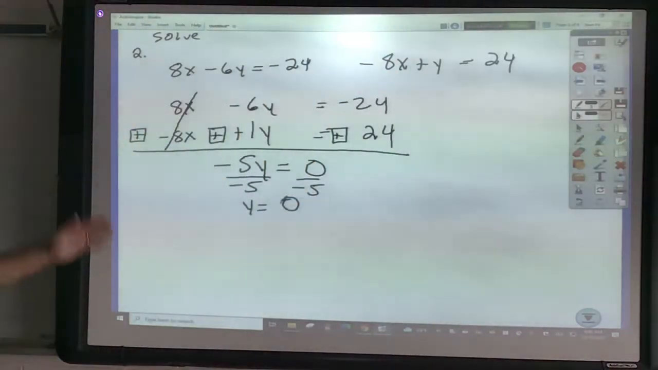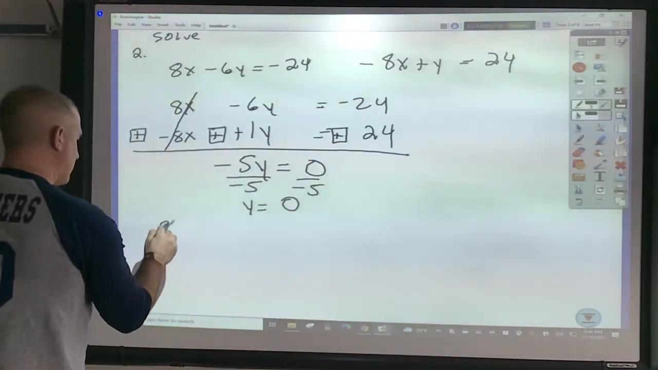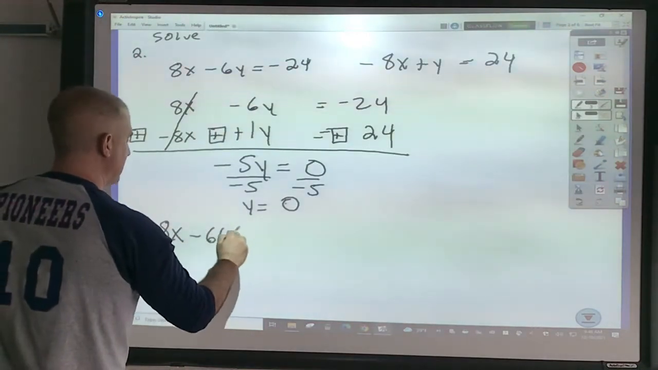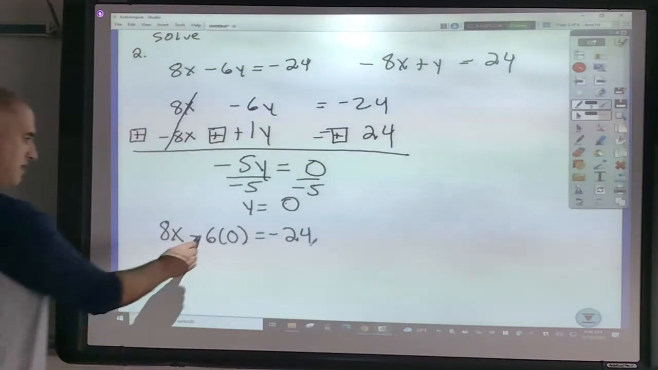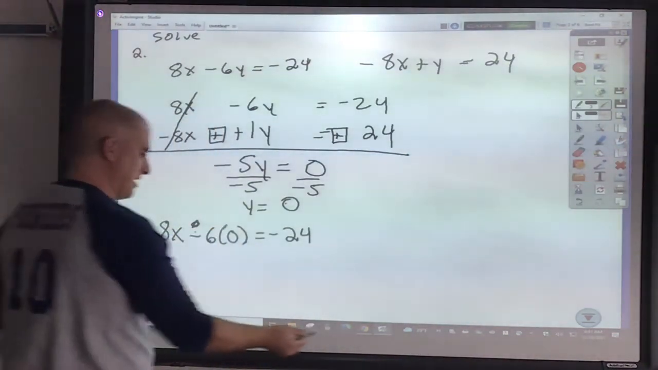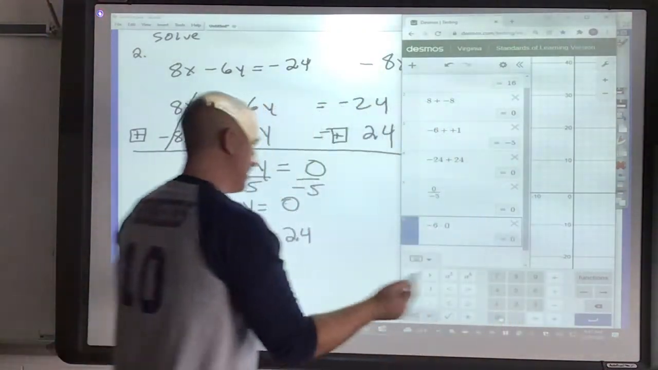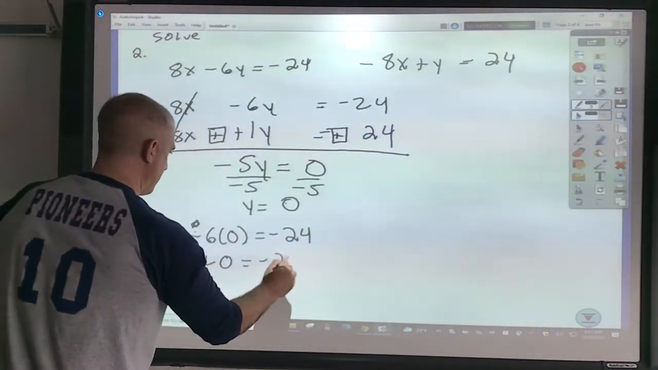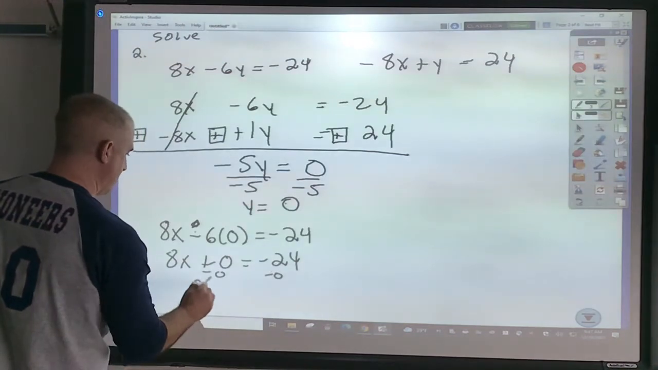So now I want to pick one of these to substitute in. Let's say I pick that one. So I got 8x, because it says y is 0, minus 6 times 0 equals negative 24. Okay? So I want to multiply, and this is where you got to be careful. Got to multiply this times this. Okay? So I got negative 6 times 0 gives me 0. So I got 8x plus 0 equals negative 24. Okay? So if you subtract 0, it's just going to be 0.